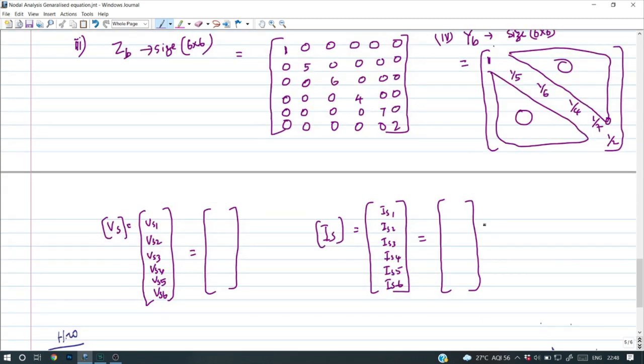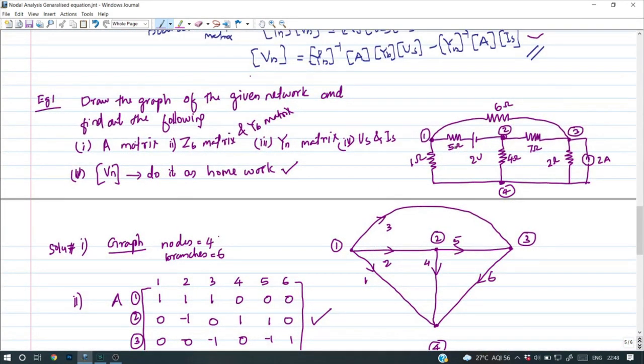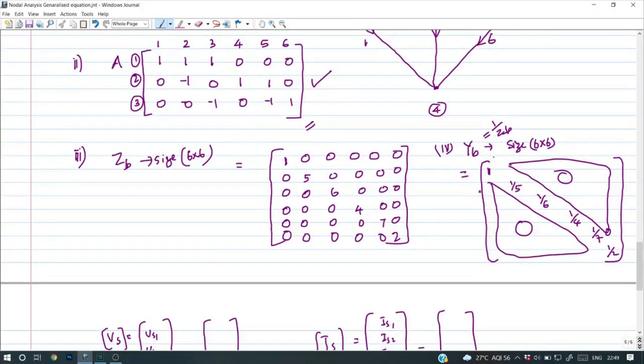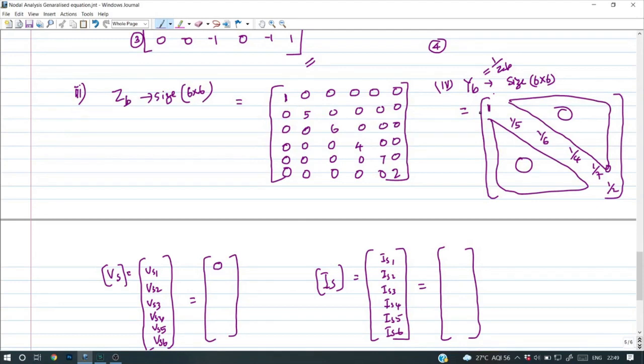Now let's see the voltage source matrix. So what is the impedance corresponding? Is there any voltage source in branch 1? There is no voltage source in branch 1. Is there any voltage source in branch 2? Yes, there is a voltage source in branch 2. So when we are considering this arrow, which terminal are we seeing first? So it is plus 2 volt.